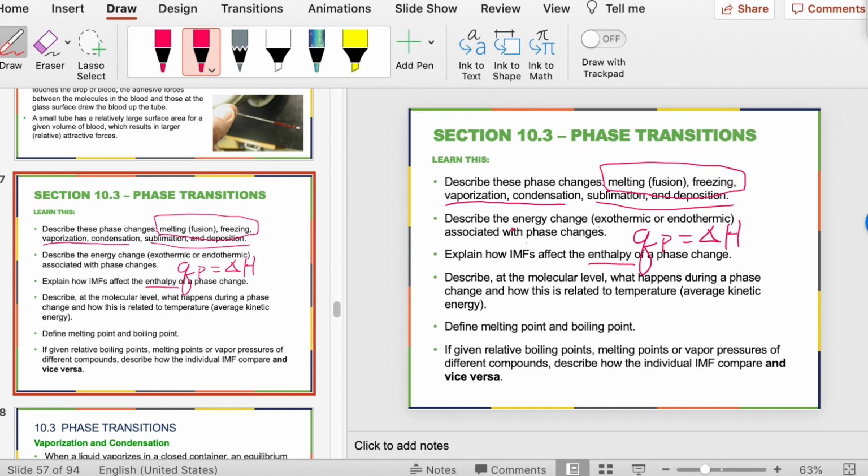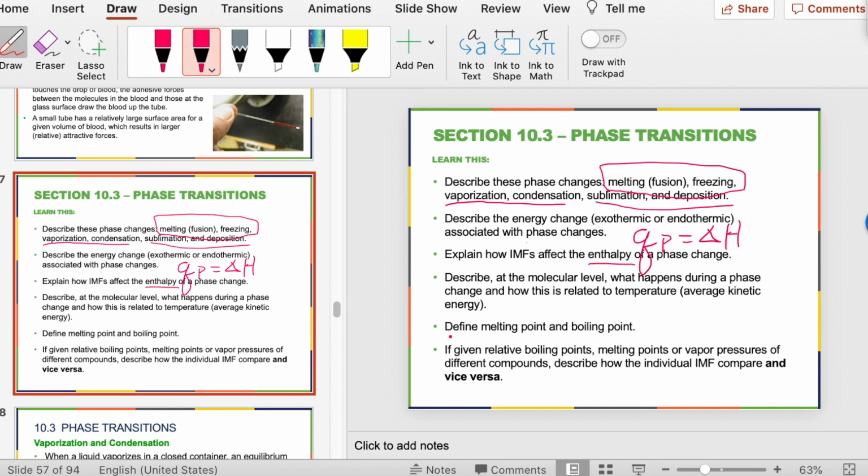So you're going to be describing the energy changes associated with phase changes, with melting, freezing, vaporization, etc. Explain how the intermolecular forces affect the enthalpy. Well, we said everything increases with intermolecular forces except vapor pressure. So stronger intermolecular forces, greater the enthalpy for a phase change. Describe at a molecular level what happens. So you talk about how the particles change, how their kinetic energy changes, how they separate or come together.